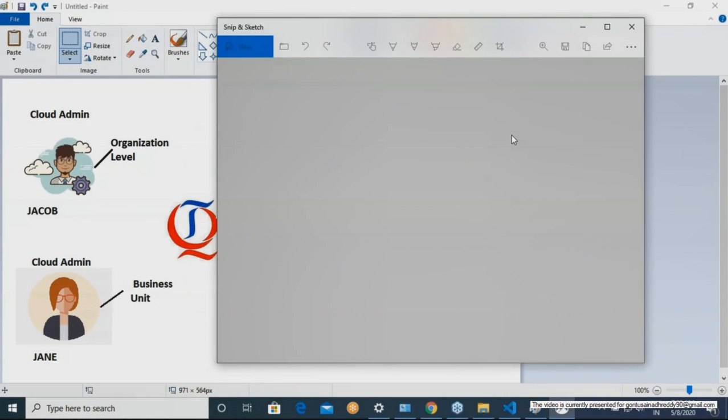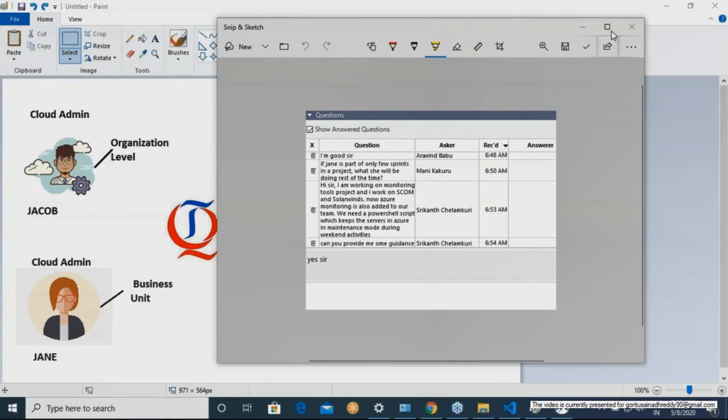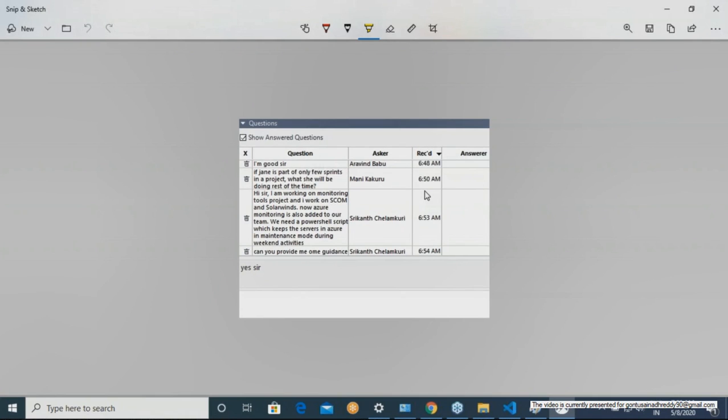Mani, I have answered your question. I think I've said they are, even though they are not part of the project, it doesn't mean that they are not working. Okay. So Srikanth is brought now.